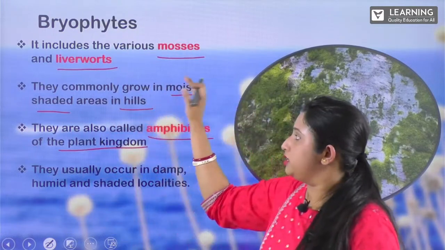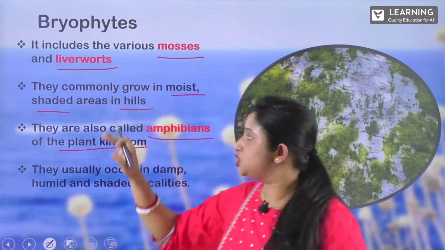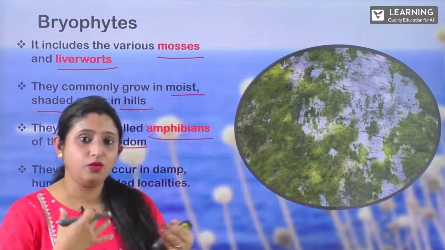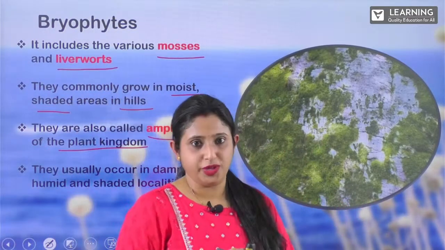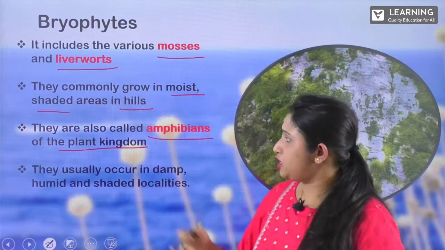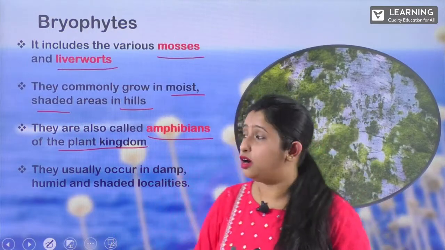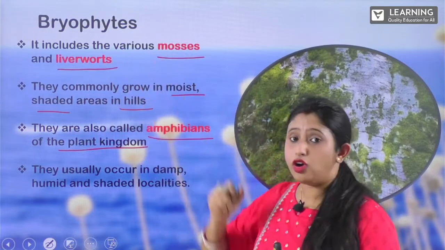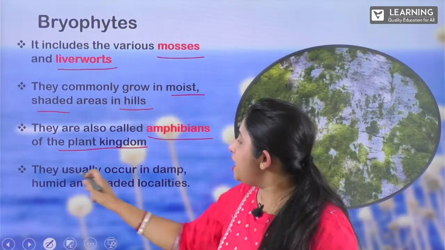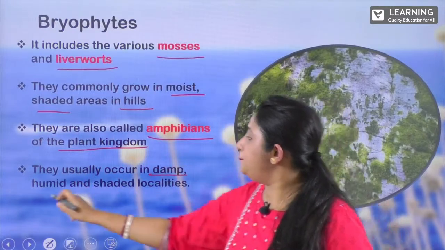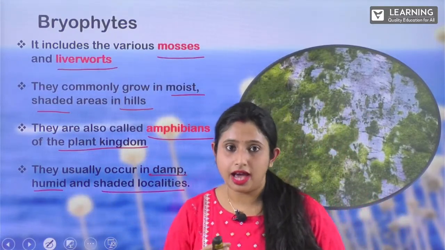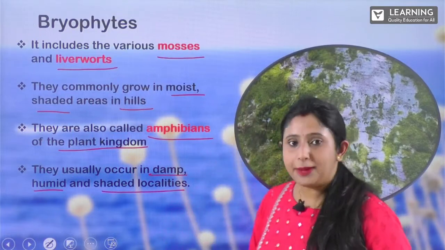So where are they found? In moist places as well as in hilly areas. So both places, right? Land and water. So they are amphibians. Clear? So which division of the plant kingdom comes under amphibians? It is Bryophytes. And they usually occur in damp, humid and shaded localities. So that is the habitat of those plants. Clear?